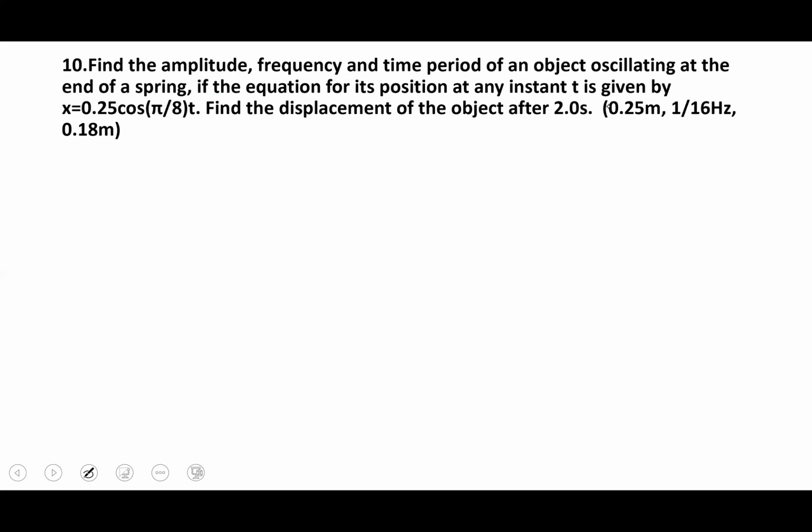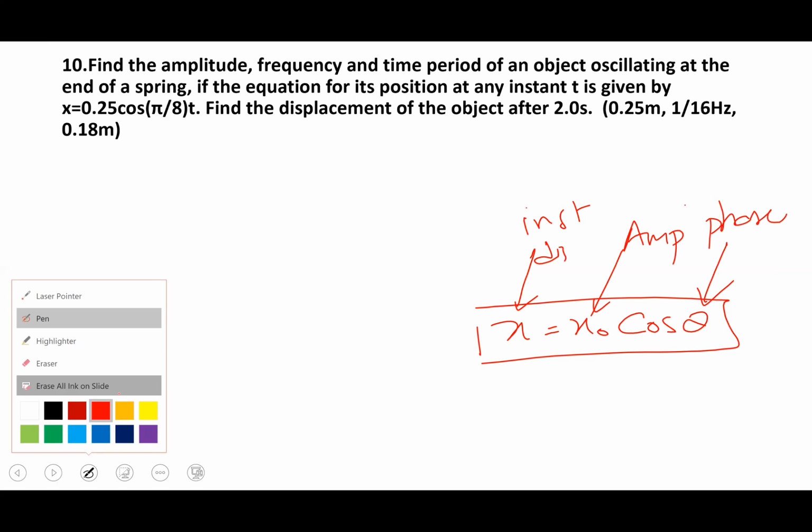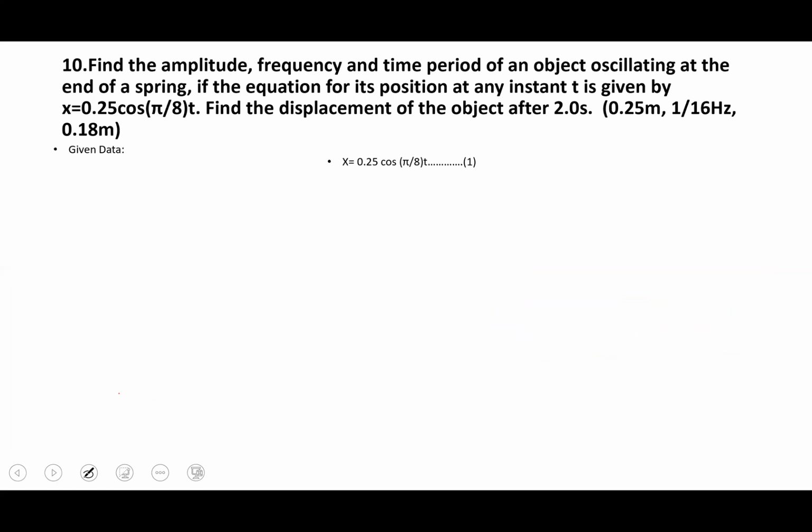Basically, remember the formula of displacement, which is x is equal to x naught cos theta. This was the generalized formula which we have tried before. Here x is the instantaneous displacement, x naught is the amplitude which we are considering, and theta is basically the phase in which the displacement is at that moment. So let us find the formula.